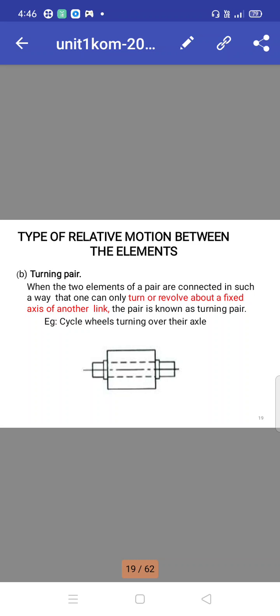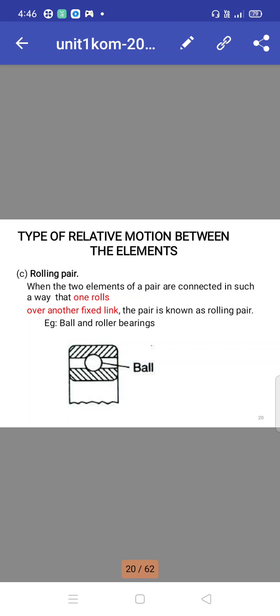Type of relative motion between the elements. The second one is a turning pair. When the two elements of a pair are connected in such a way that one can only turn or revolve about the fixed axis of another link, the pair is known as turning pair. Cycle wheels turning over their axles. This is an example for turning pair.